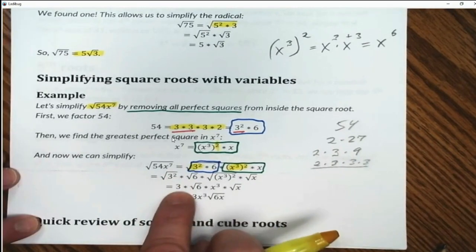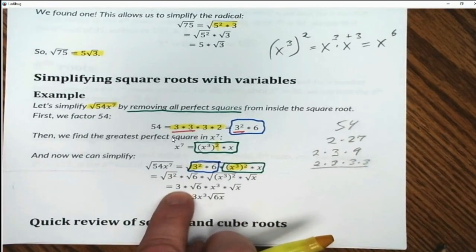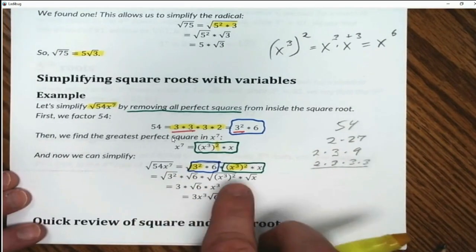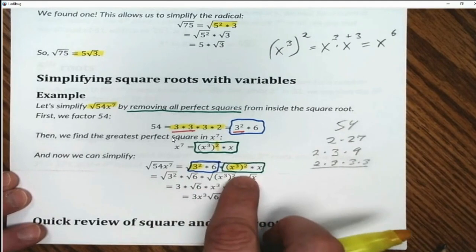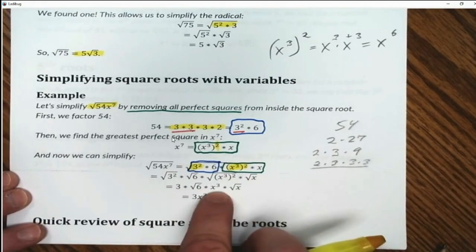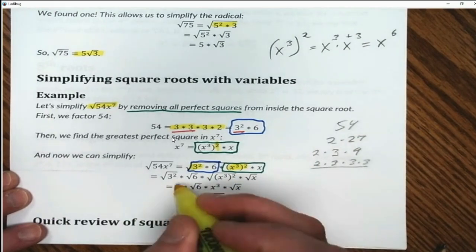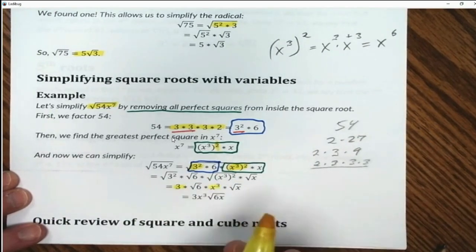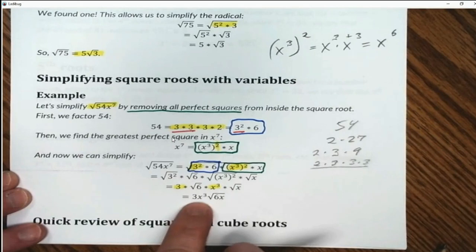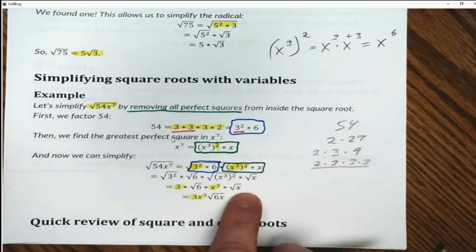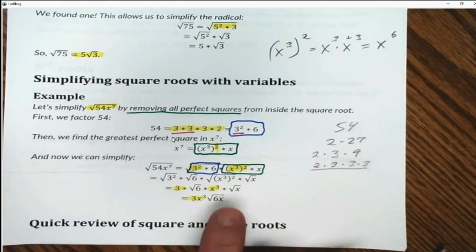numbers. 3 squared. The square root of 3 squared is 3. Square root of 6, that's as simple as it gets. We can't take anything out of that. The square root of x to the third squared is just x to the third. And the square root of x is as simple as it gets. So since these are outside, we multiply them together and they become the coefficient out here, 3x to the third. This is square root of 6 times the square root of x, which is the square root of 6x.